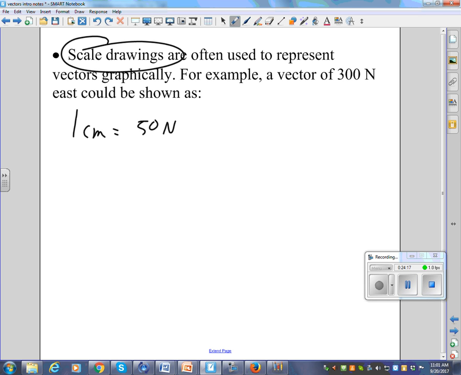You know why 14 is a bad choice? Was that you, Trent? You know why 14 is a bad choice? It doesn't look nice. Will it work? Absolutely. It's just kind of odd. Okay? Yeah. So 1 centimeter equals 50 newtons.